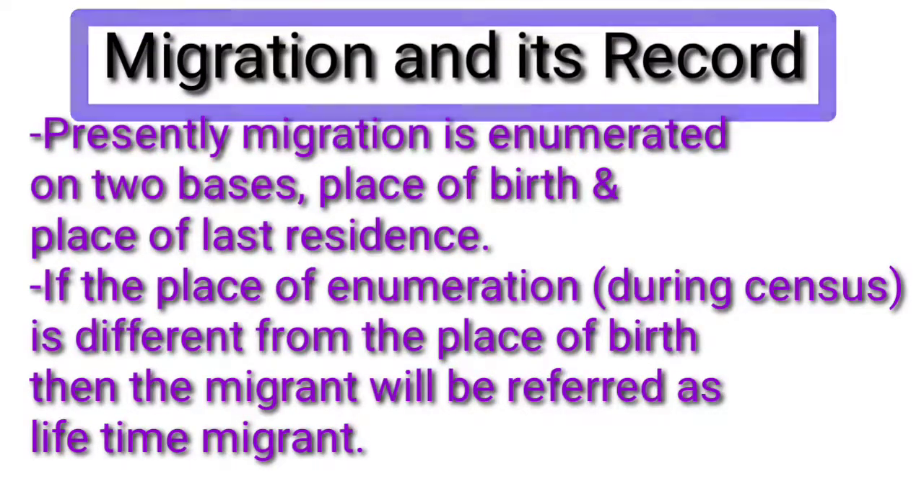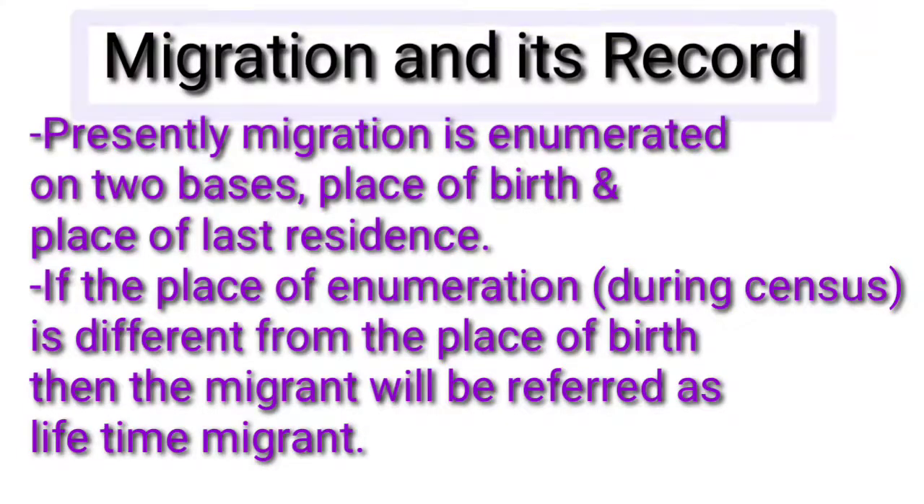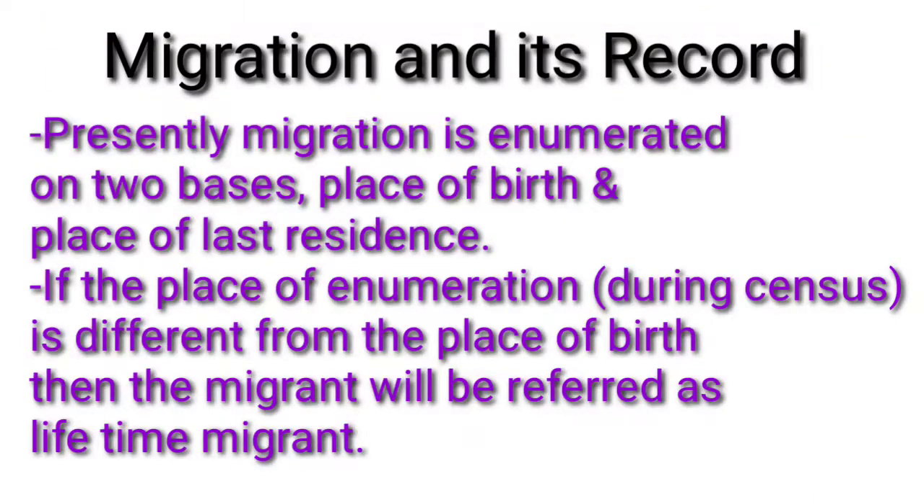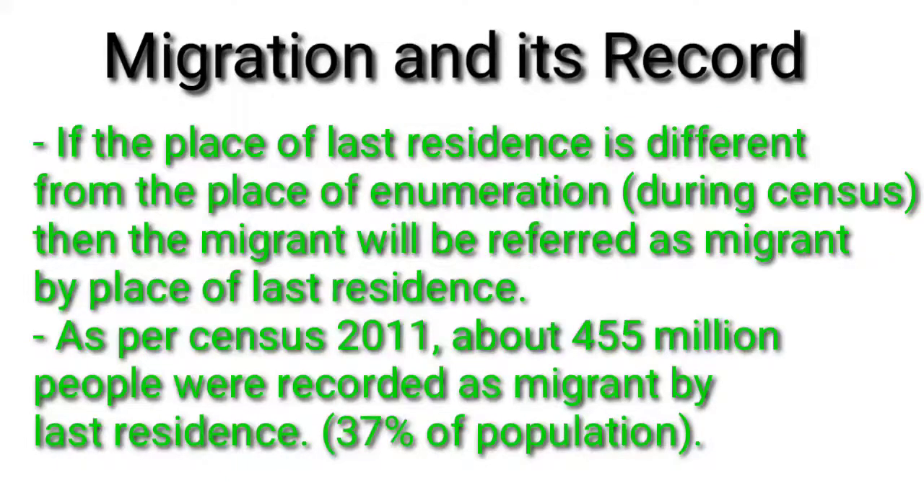Presently, migration is enumerated on two bases, place of birth and place of last residence. If the place of enumeration during census is different from the place of birth, then the migrant will be treated as lifetime migrant. If the place of last residence is different from the place of enumeration during census, then the migrant will be referred as migrant by place of last residence.